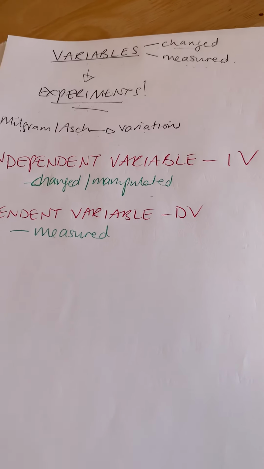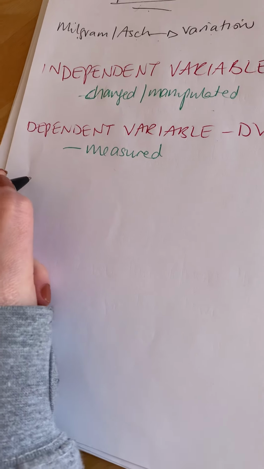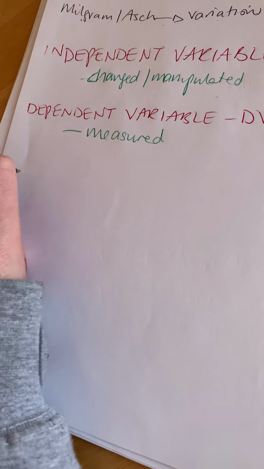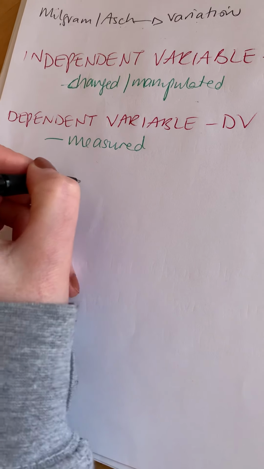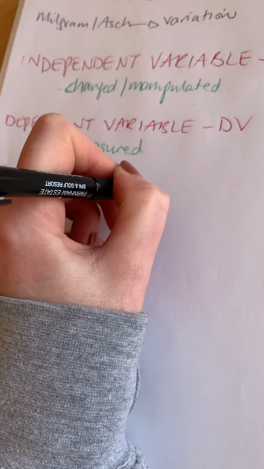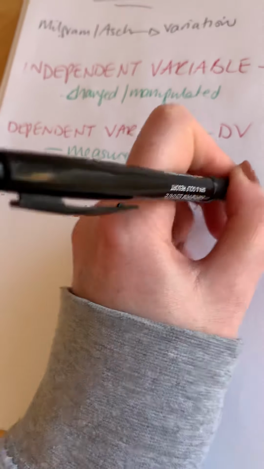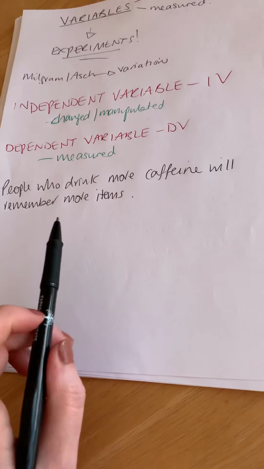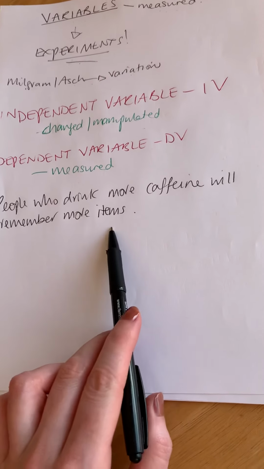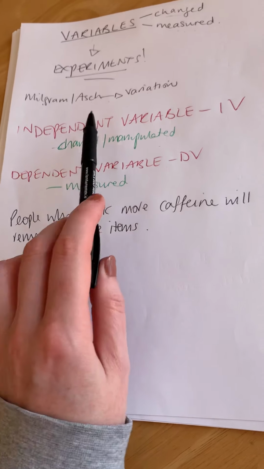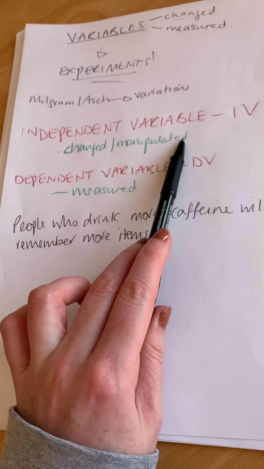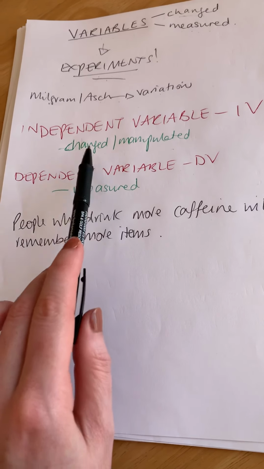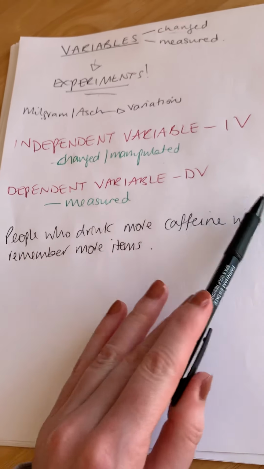If we were to take an example, so let's take a hypothesis. People who drink more caffeine will remember more items. Okay, so that's like a hypothesis. People who drink more caffeine will remember more items. So from a hypothesis, you should be able to identify what is the IV and what is the DV, what is being measured and what is being manipulated or changed through different conditions.